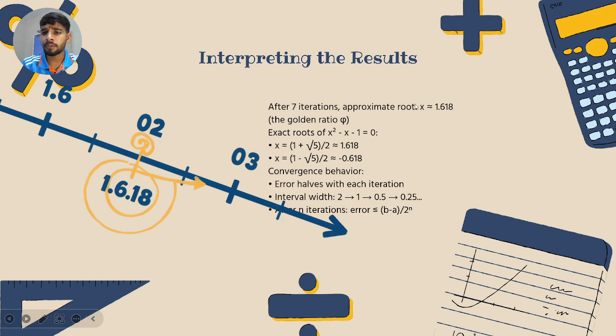Here, by performing the 7 iterations, we find the approximate root. The exact roots of x squared minus x minus 1 are (1 + root 5) / 2, that is 1.618, and (1 - root 5) / 2, that is close to minus 0.618. The convergence behavior is that the interval goes from 2 to 1, then 1 to 0.5, and then 0.25.